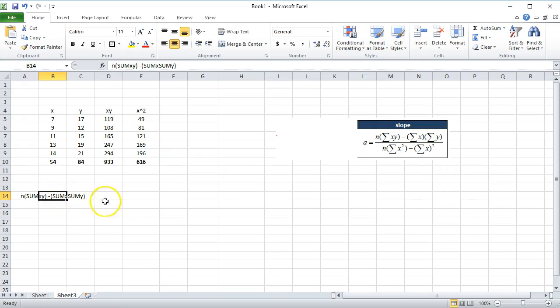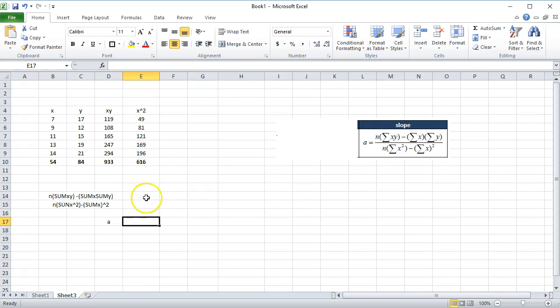And what I'll do here is I'll just merge and center all these cells. So it's like that. And then this column here, I'll merge and center that too. I'm just going to call this n times the sum of x squared, minus the sum of x, squared. So I'm going to do the numerator separately, the denominator separately, and then we'll figure it out from there. And that will give us our a value.